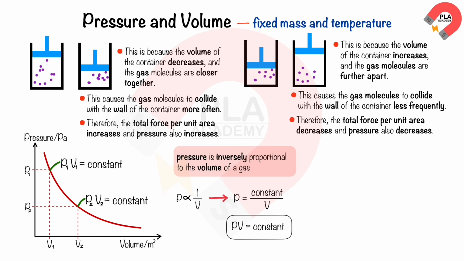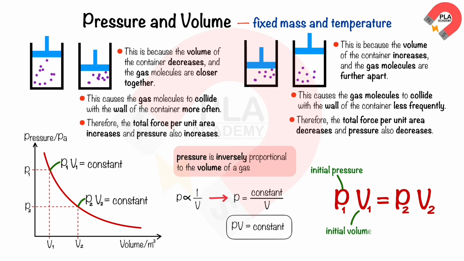P2 equals constant value. We can write the equation as follows: P1 V1 equals P2 V2, where P1 is the initial pressure, V1 is the initial volume, P2 is the final pressure, V2 is the final volume.